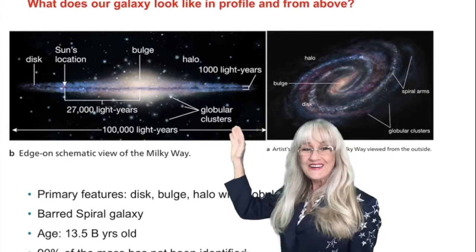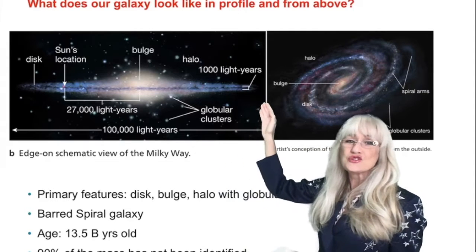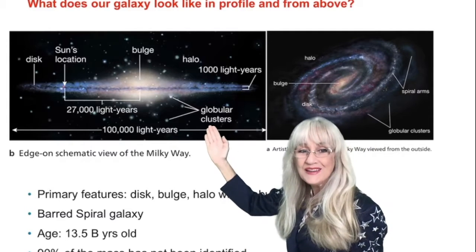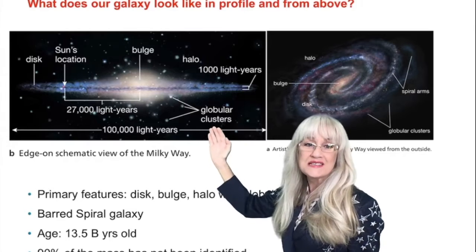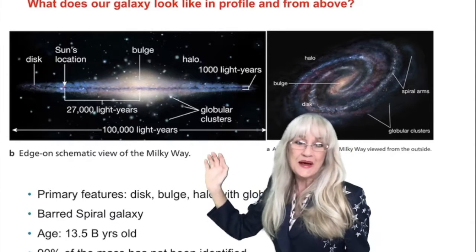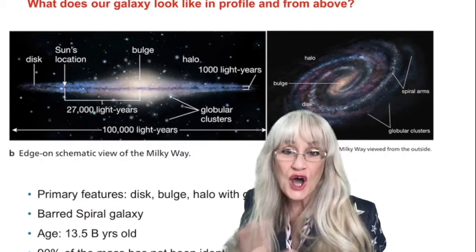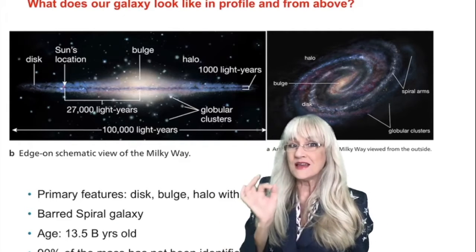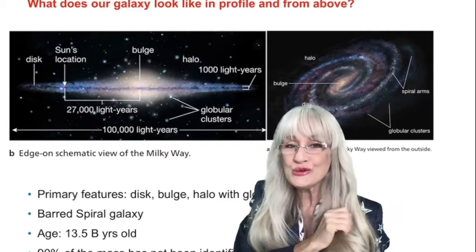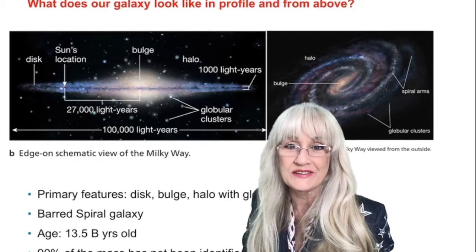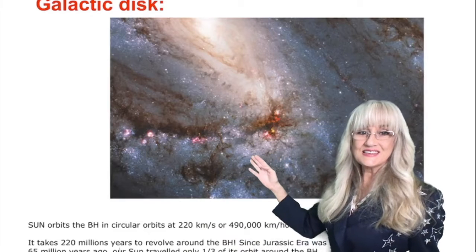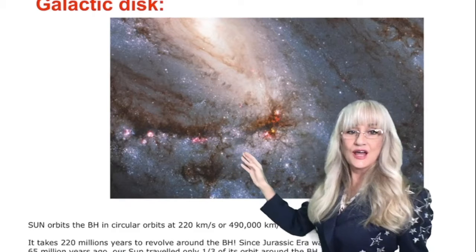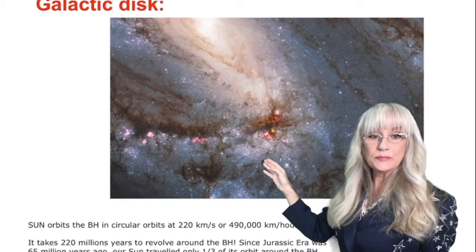The halo is a leftover so old, it contains more than 200 globular star clusters. But the halo has no dust and no gas. What does it mean? That in the halo, no new stars can be formed. The galactic disk has gas clouds, dust, and young stars, O and B.